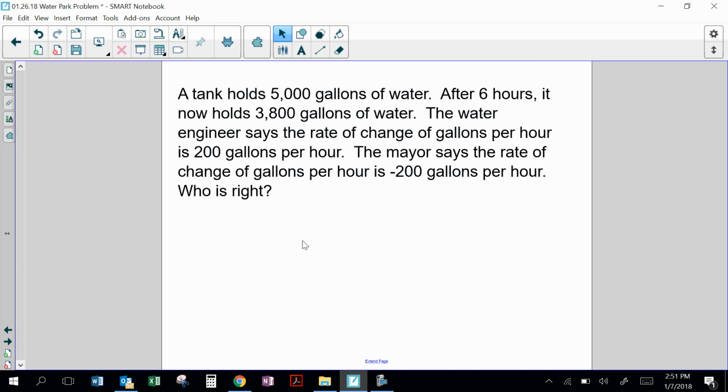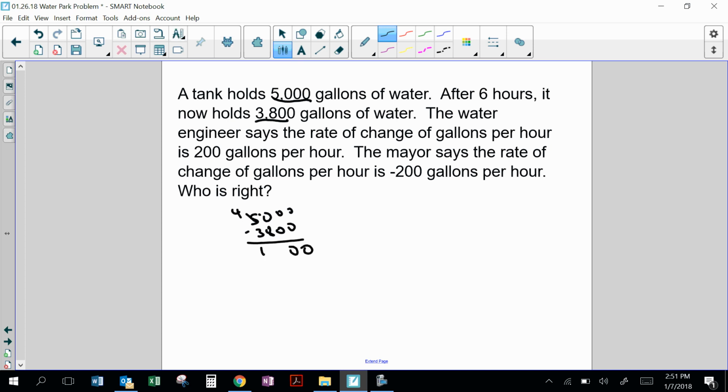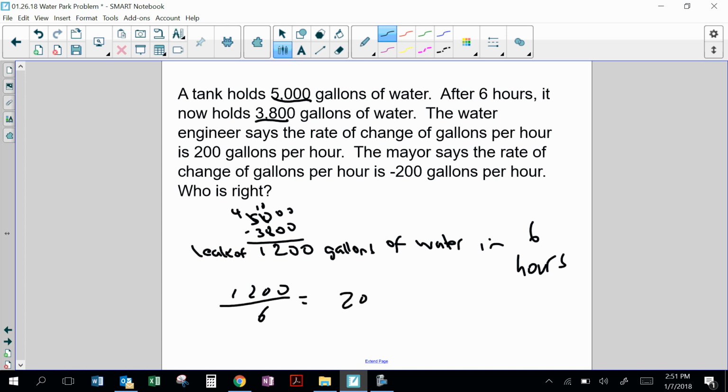Well, first of all, it held 5,000 gallons of water. Now it holds 3,800. So that is a leak of how many gallons of water? 1,200 gallons of water. So that's a leak of 1,200 gallons of water in 6 hours. I would like to know what is the rate of change. How is it changing every hour? Well, if I divide 1,200 by 6, it's 200 gallons of water per hour.